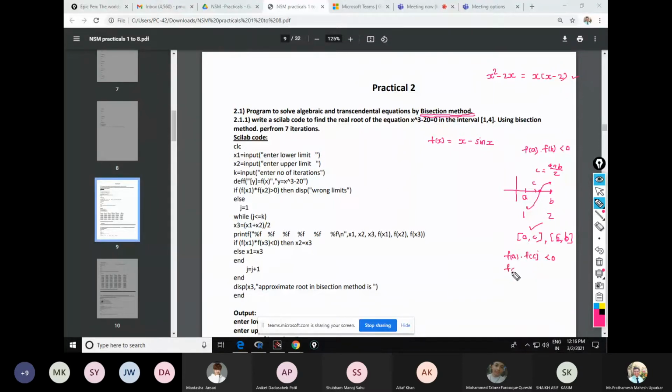If f of A into f of C is greater than 0, that means both have the same sign. At C and at A have the same sign. So C and B must have different signs. Then I will take this interval. If this condition is satisfied, I will take A to C. If this condition is satisfied, I will take C to B. Are you getting the point?